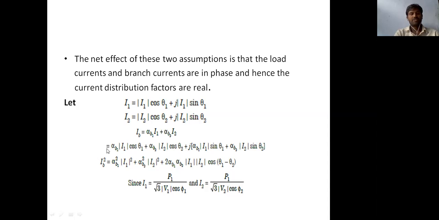In this equation, we square both sides. Squaring both sides, I_B squared equals alpha_B1 squared I1 into cos theta 1 plus I2 into cos theta 2. One of the terms is treated as a square.